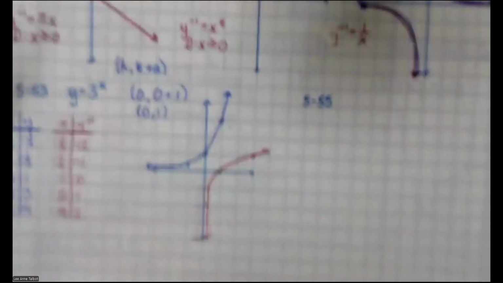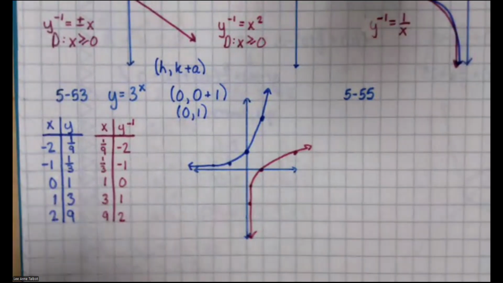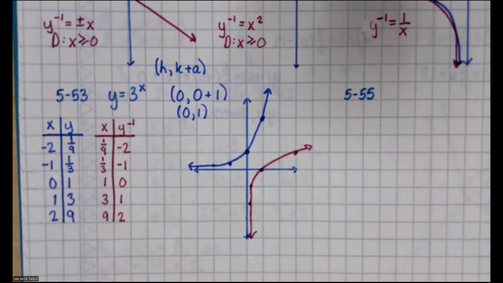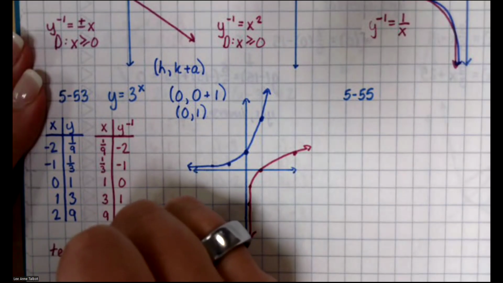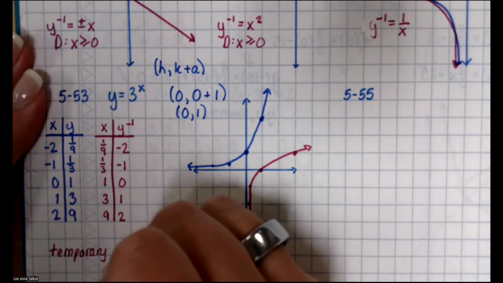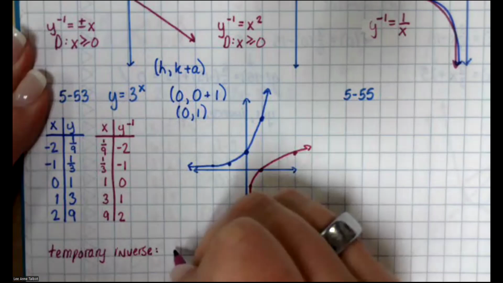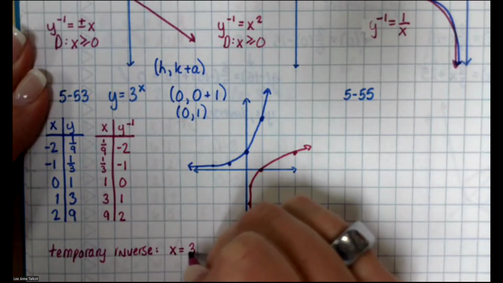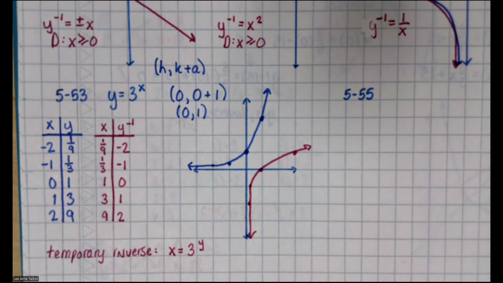Like, what is that graph? What is that thing? Honestly, you've never done it before. But we're going to temporarily call him something. That's what we're going to call him. How did I get that temporary inverse?